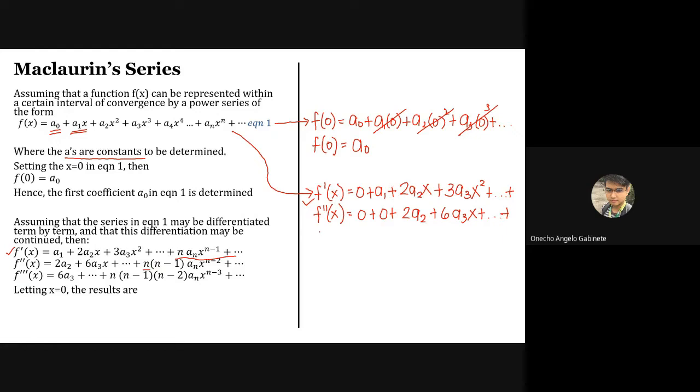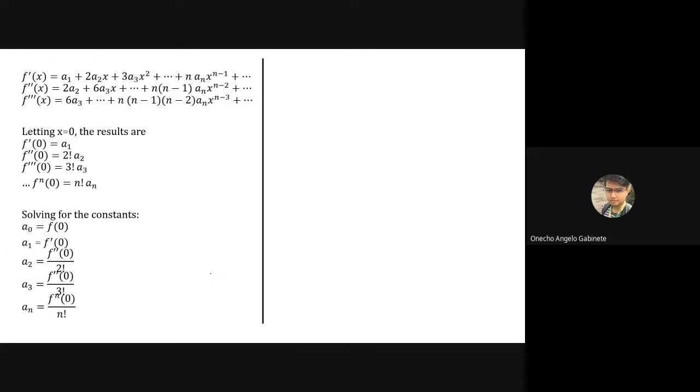Next, kunin natin yung third derivative, f triple prime of x. So, 0 plus 0 plus 0 plus 6a3 plus plus. So, ang form na kasunod is n times n minus 1 times n minus 2 times a sub n times x raised to n minus 3. So, ito po yun.